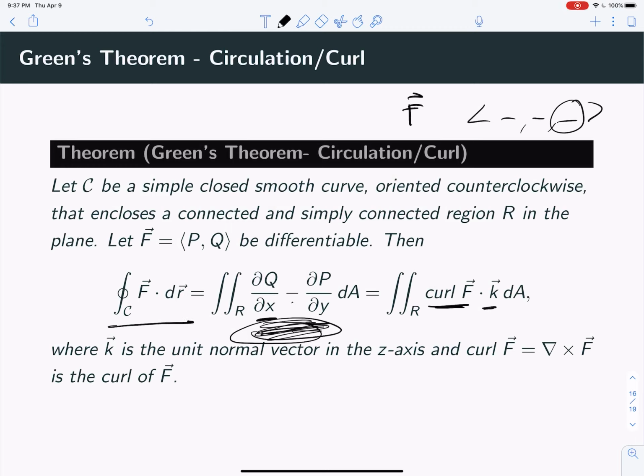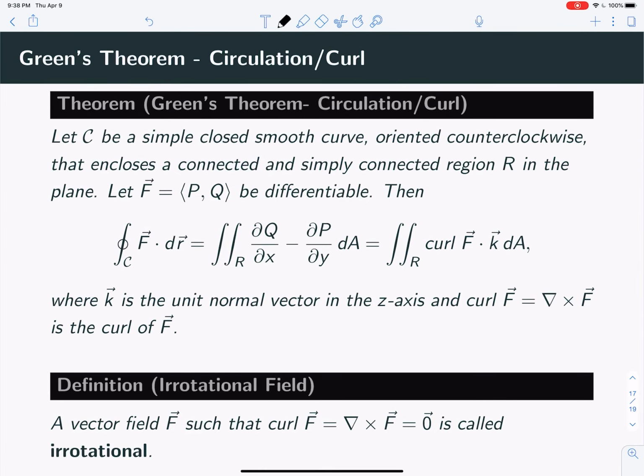So this is what this is saying. You could do the line integral to get that circulation around the outside, or you could use Green's theorem to swap it out for an integral on the inside of this quantity, Qx minus Py. All right? And this works, of course, if C is a simple, smooth, closed curve oriented counterclockwise, enclosing a connected, simply connected region in the plane. Okay? We want a simply connected region. That's important. We don't want any holes.